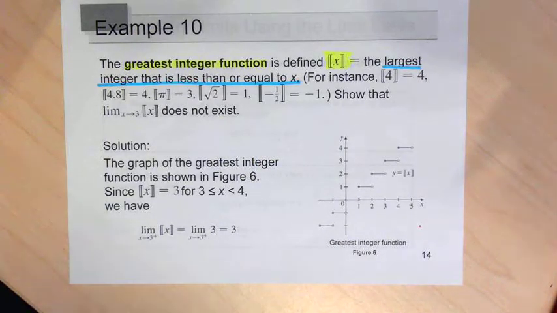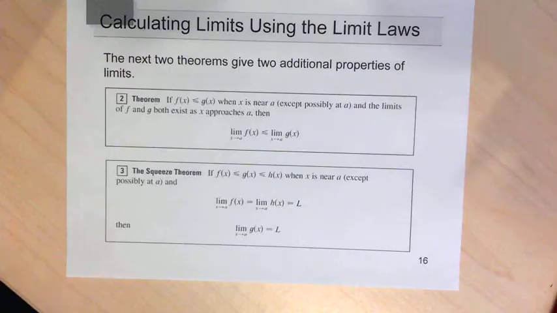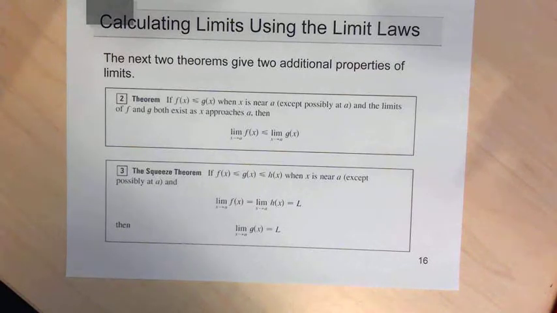We'll talk a little bit more about the greatest integer. Two more theorems to look at. First, if f of x is always less than g of x, then we can say that the limit of f of x is less than or equal to the limit of g of x as x approaches the same value. So the limit of f of x as x approaches a is less than or equal to the limit of g of x as x approaches a, if f of x is always less than g of x. And then from that we can develop the squeeze theorem.